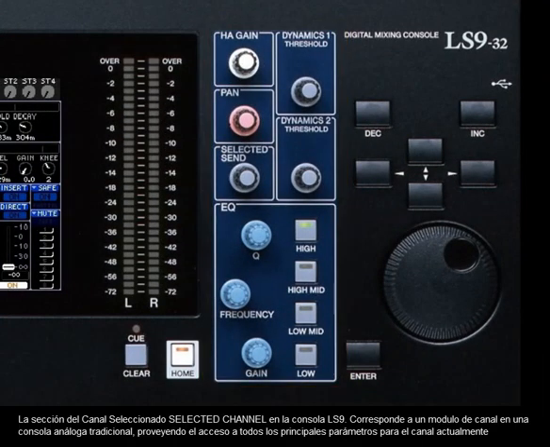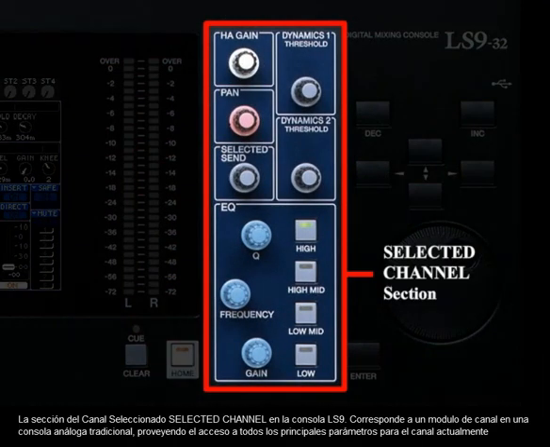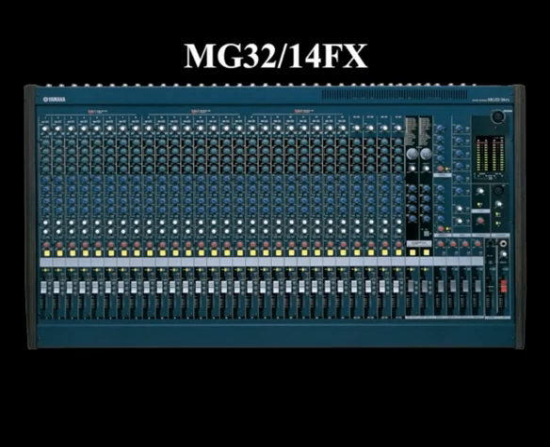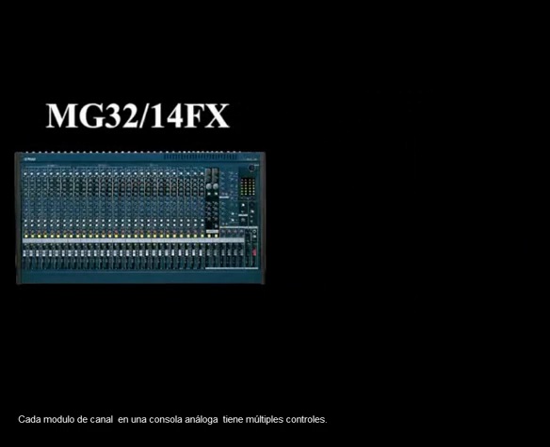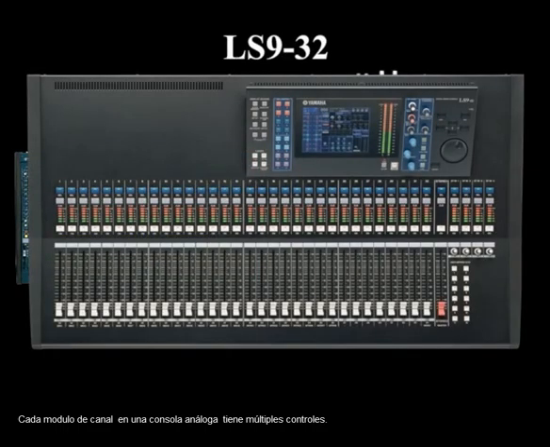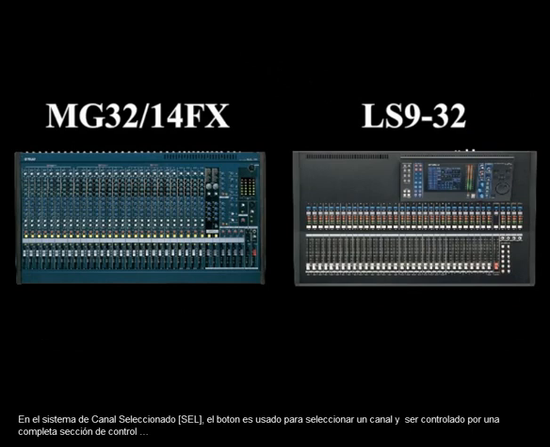The Selected Channel section on an LS9 console corresponds to the channel modules on a traditional analog console, providing access to all of the main parameters for the currently selected channel. Each channel module on a conventional analog console has multiple controls. With the Selected Channel system, select keys are used to select a channel to be controlled from a comprehensive central Selected Channel Control section, resulting in a vast reduction in the number of necessary controls.